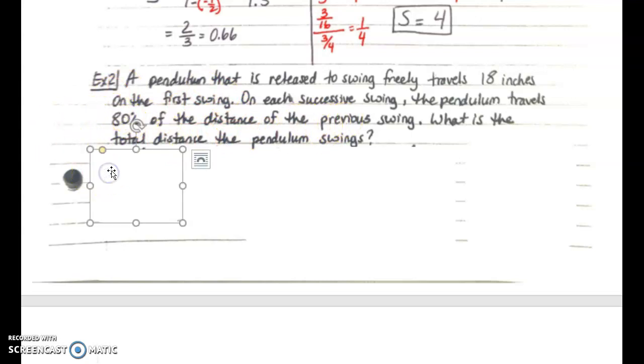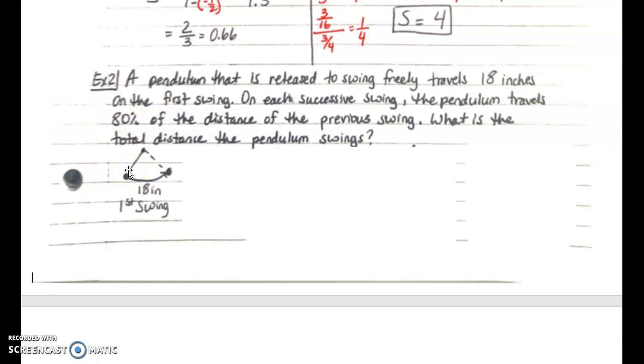So it would look something along the lines of this. If we have a pendulum here, and I started on this side and let it swing over, that swings 18 inches on the first swing.